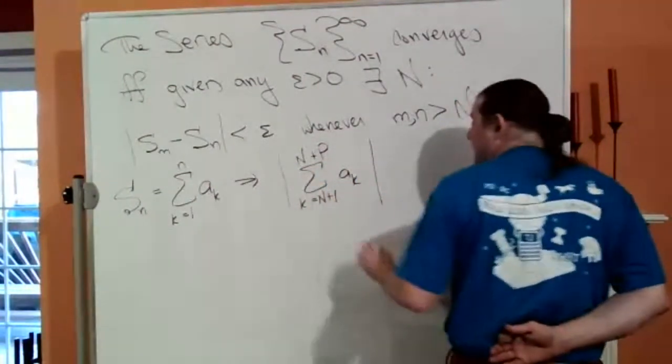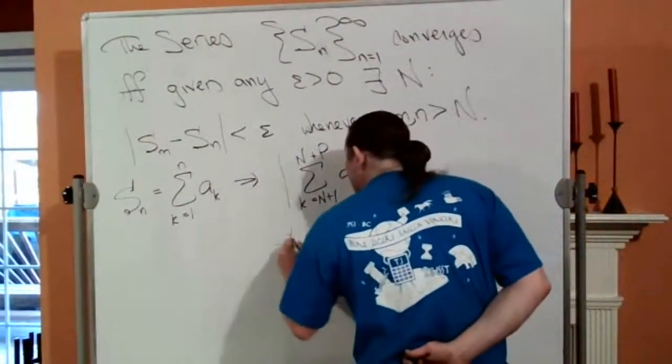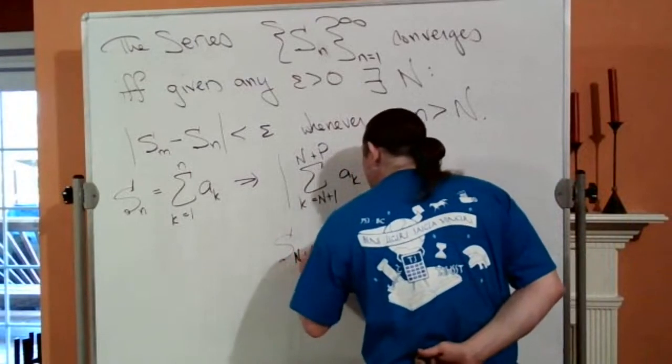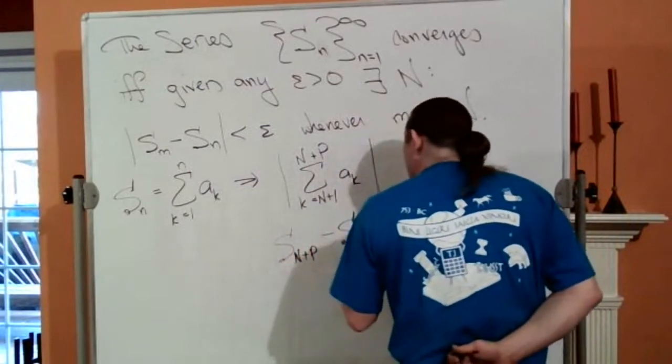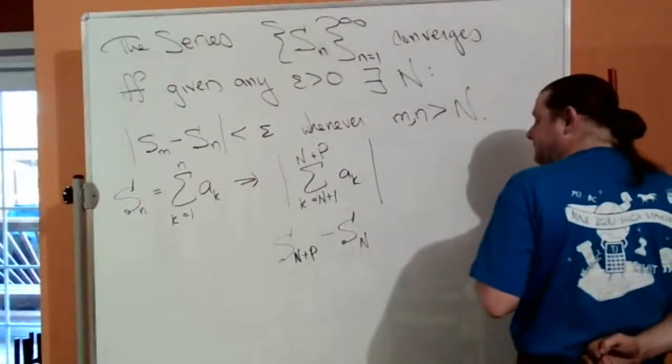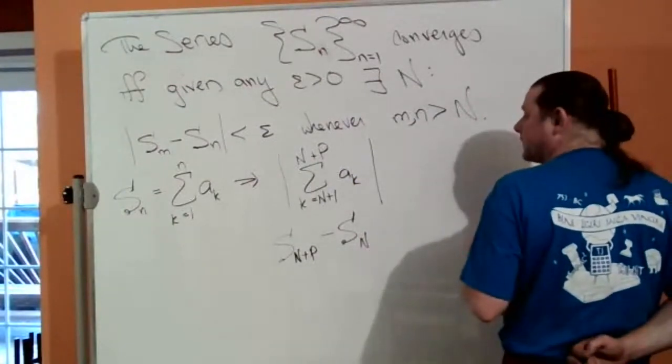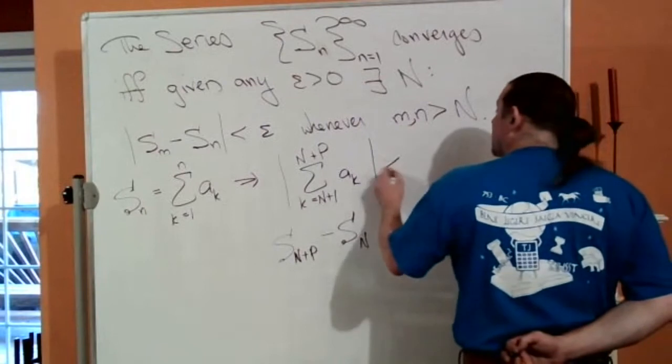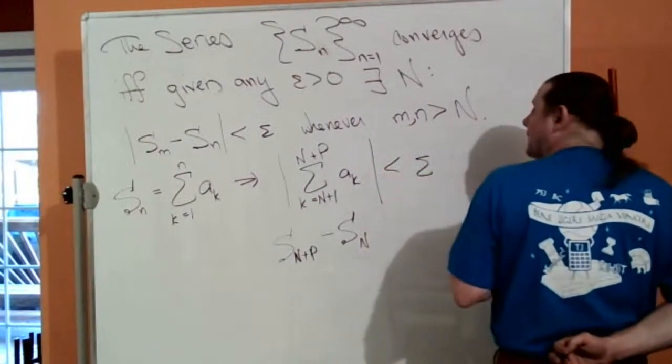So this would be the difference, S_{N+P} minus S_N, I guess I misspoke, minus S_N, not N plus 1. All right, this would be less than epsilon.